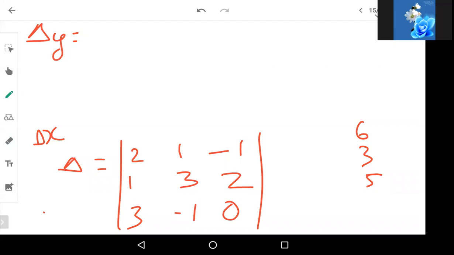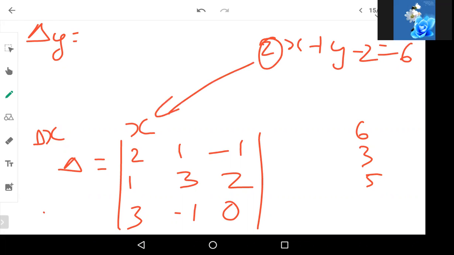That is in the question only. You have to take that from the question only. So one thing you have to understand, the first column is of x values. See the question: 2x plus y minus z is equal to 6. So 2 is taken here. In this place, since there is no number, 1 is taken here. And minus 1, it is minus z, right? So minus 1 is considered here.